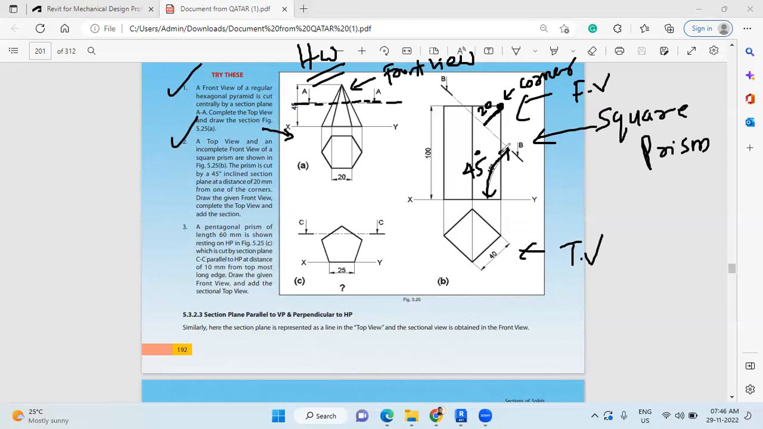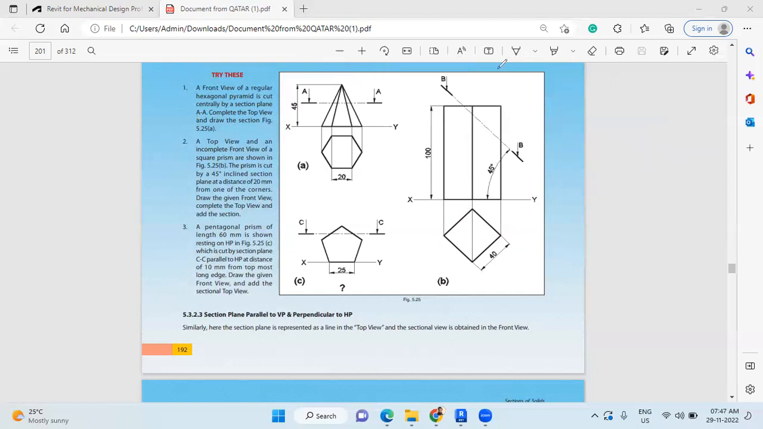So the cutting plane inclination is 45 degrees, and the cutting plane is at a distance of 20 mm from one of the corners. You have to draw the top view, front view, and the section. Mark the cutting points and transfer them to the top view. You will get the section. Tell me here, how many cutting points? This one, second problem, B.